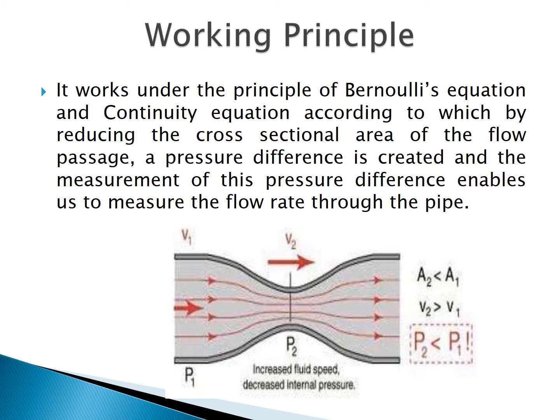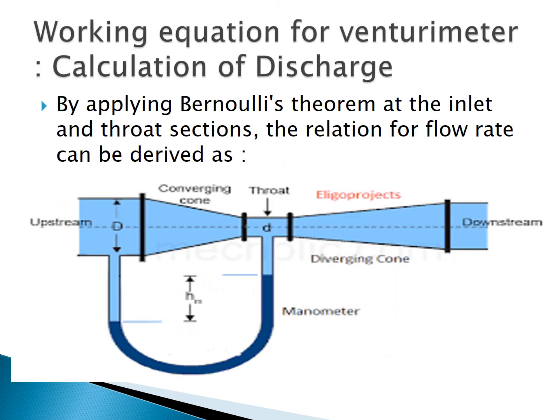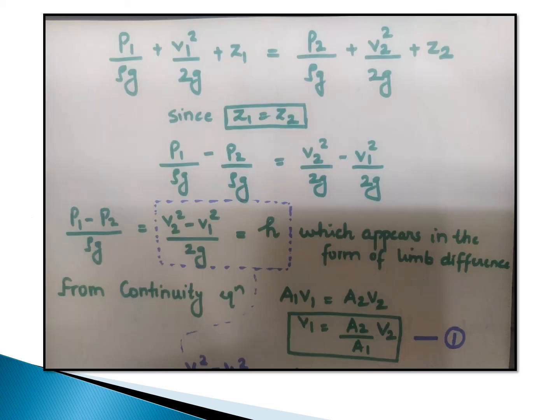Coming to the working equation, now we will see the equation which is used for calculating the discharge in a venturimeter. Here we can see that by applying Bernoulli's theorem at the inlet and the throat section, the relation for the flow rate can be derived, right? What we are going to do is apply the Bernoulli equation at point 1 and at point 2. Point 1 is the upstream point, the converging point, and point 2 is the throat point. So here we will apply the Bernoulli equation.